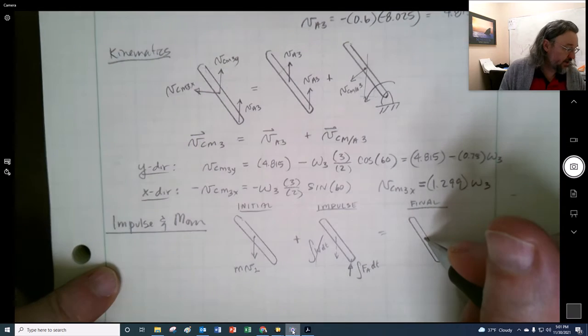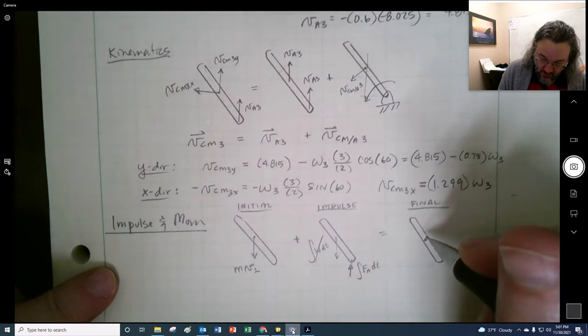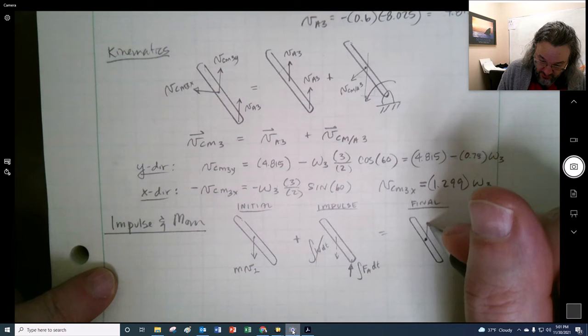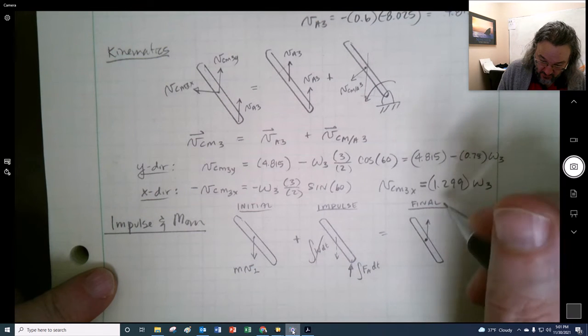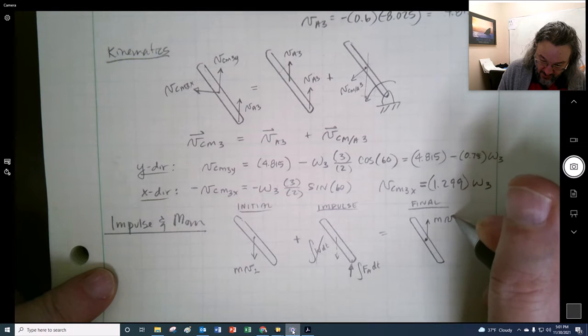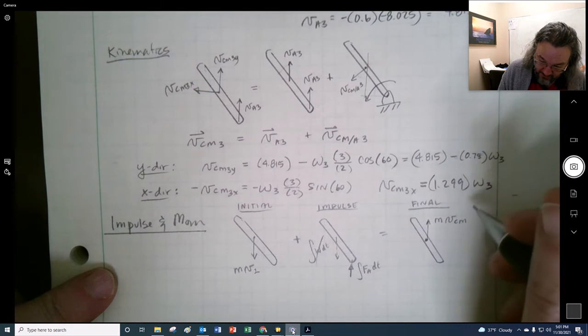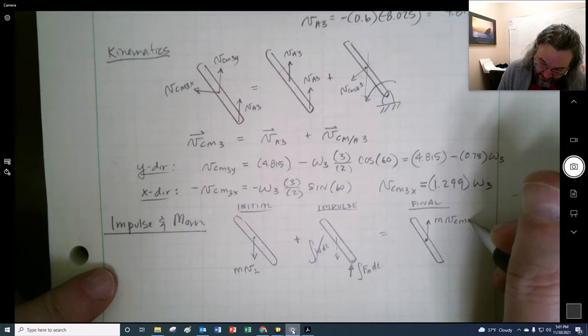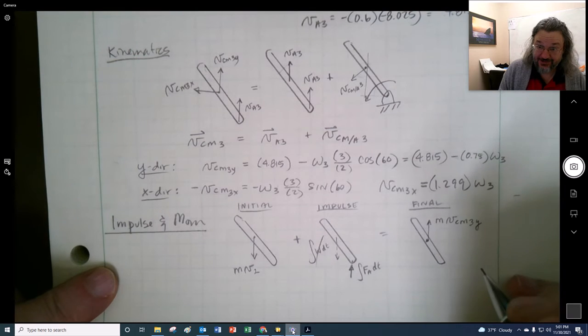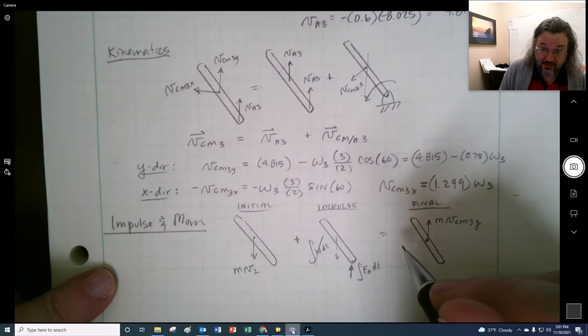And for here, I have to make a decision. Okay, so I have the velocity of the center of mass going upwards, so I'm going to do that. Right, so here is m v_cm, and I guess v_cm 3y, right? It's the y component of the thing.